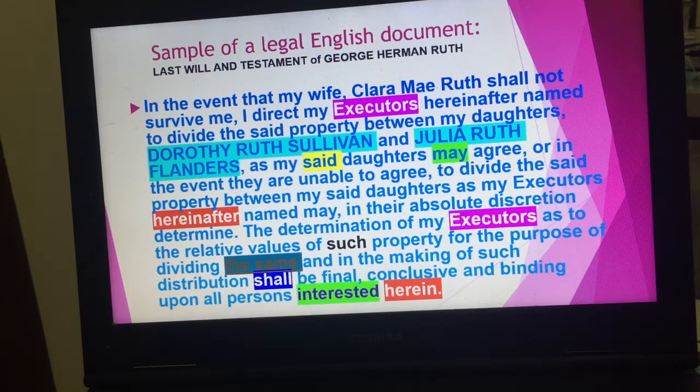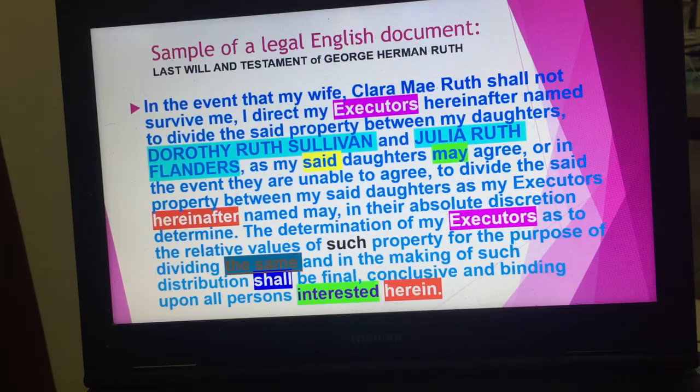shall be final. See where the verb comes in? It's very delayed after the word determination. The determination of my executors, and so on, shall be final. Shall be. This is where the verb is. Be. The main verb of this sentence, which starts with the determination of my executors, shall be final, conclusive, and binding. Final, conclusive, that's it. You conclude the whole episode.